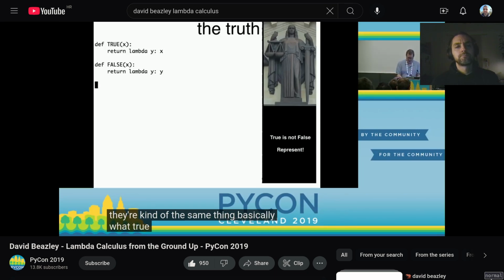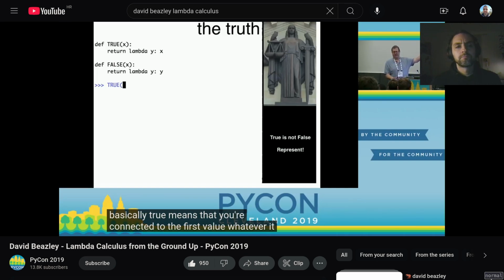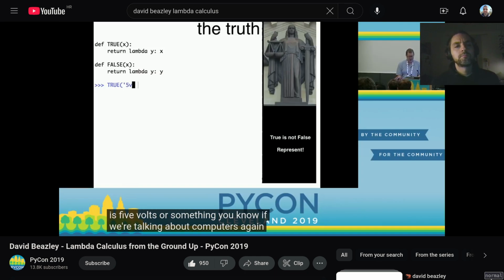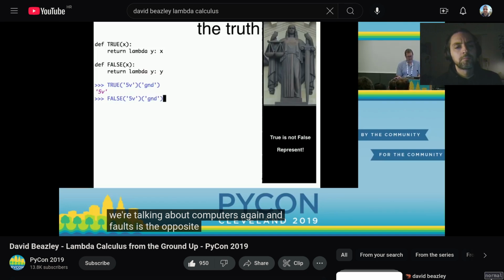Basically, what true is, it's a behavior. Basically, true means that you're connected to the first value, whatever it is, 5 volts or something, if we're talking about computers again, and false is the opposite. It's kind of arbitrary in a way. But if you think about true and false values.